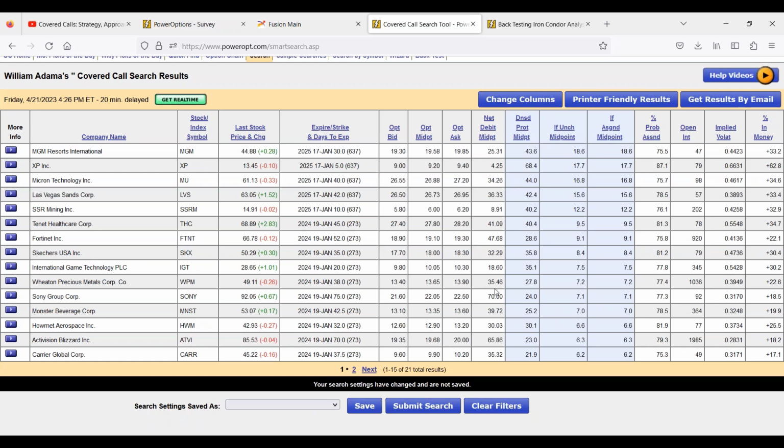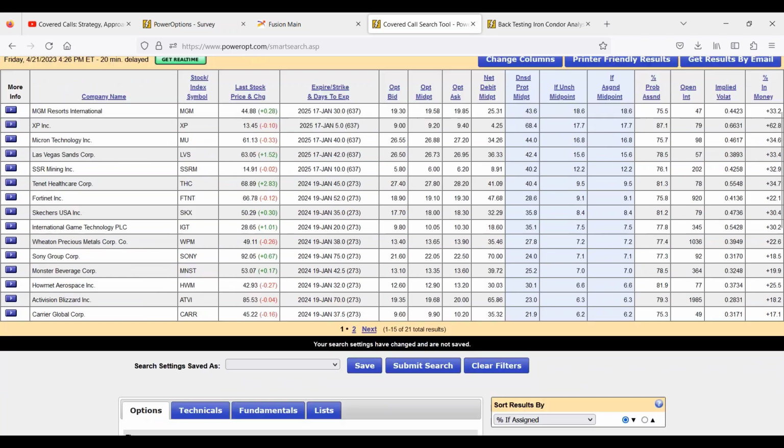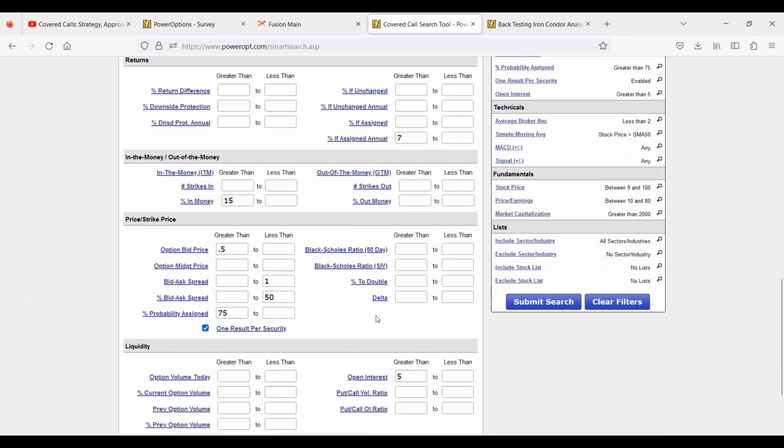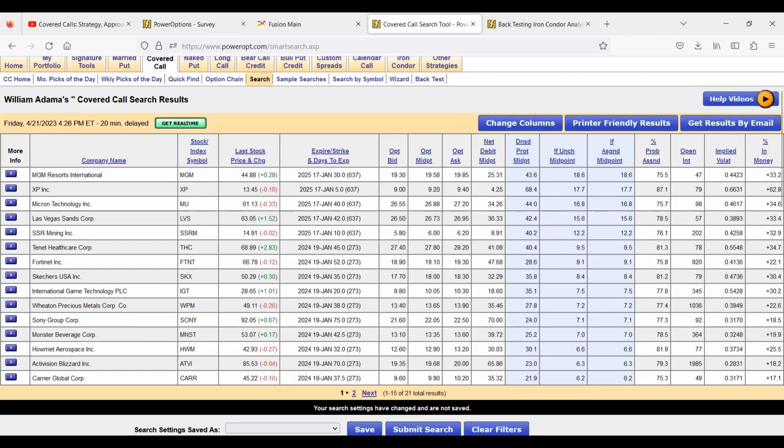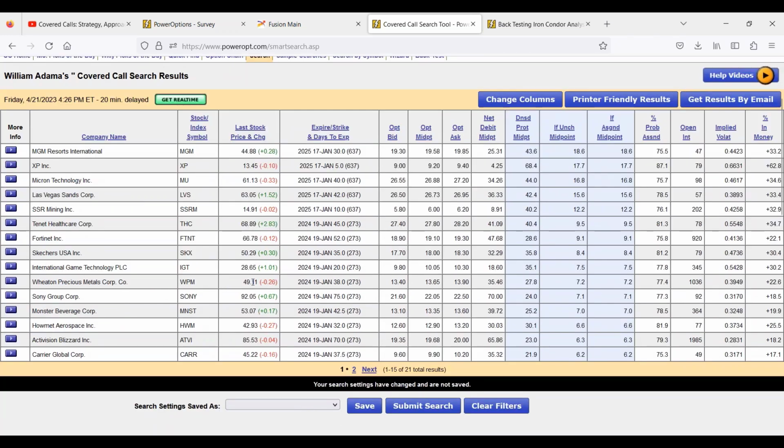Monster Beverage, Activision, Sony. Now, something interesting happened. In this search, Mike, in the default search, to make it more simple, we have checked the one result per security selection. When we saw that first WPM trade, stock trading at 42 or so, and the 36 strike came up, no, that was the Howmet one. I'm sorry, I've got my stocks mixed up. That was the other example. But yeah, Wheaton's at 49.11, and the 36 strike came up, but it didn't have any open interest.